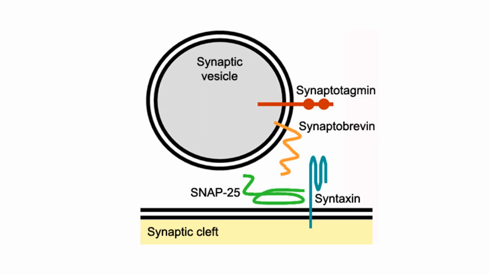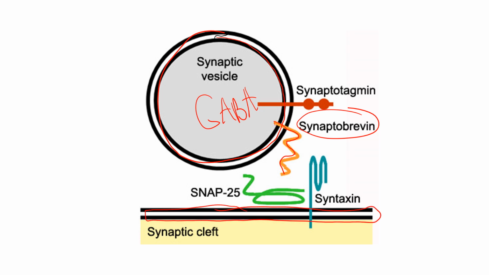Another image here. Okay, here, I'll do this in red. Here is the vesicle. Inside is GABA. This vesicle has these SNARE proteins. One of them here is synaptobrevin. This SNARE protein, synaptobrevin, is going to bind to other SNARE proteins located on the plasma membrane, that is the distal end of the axon terminal button.